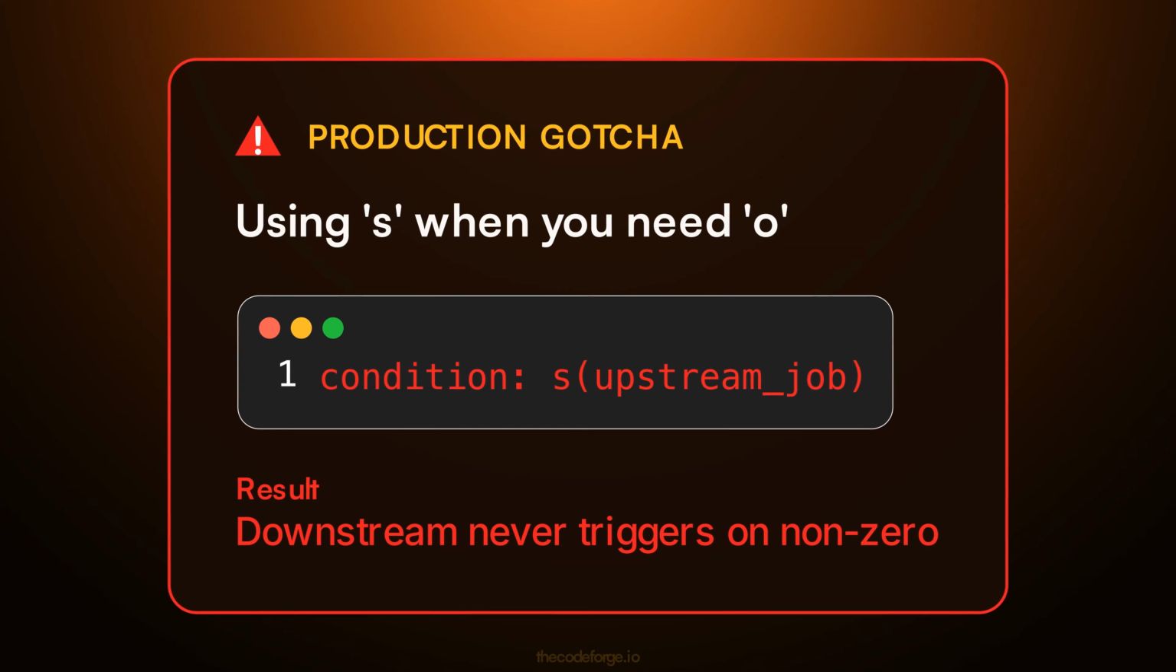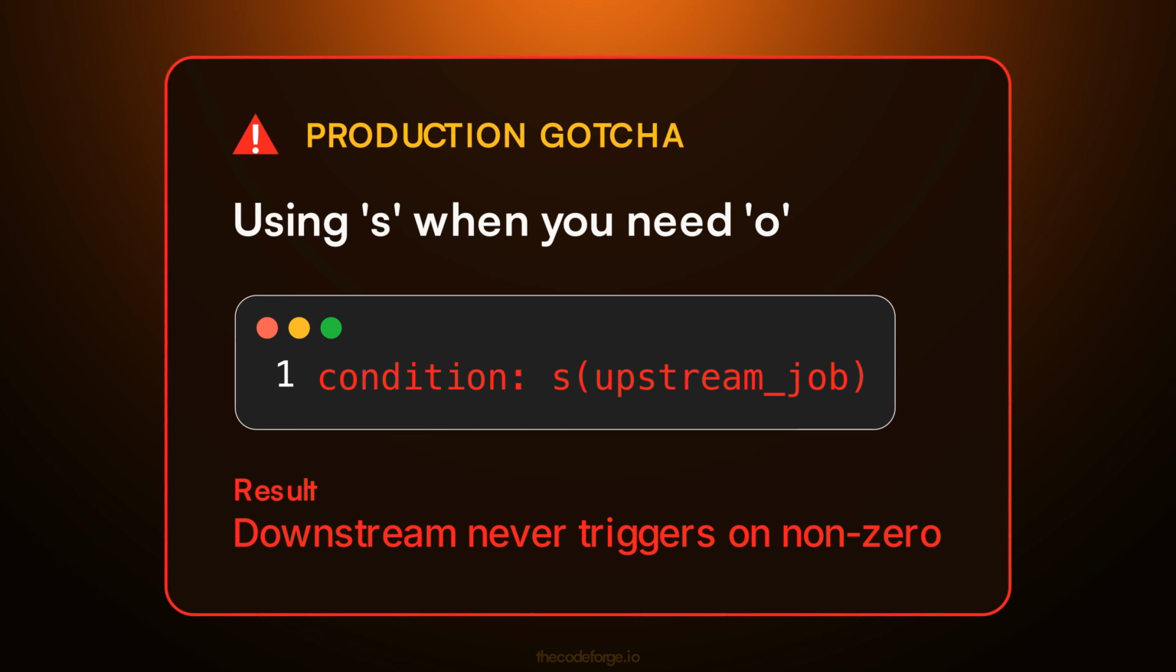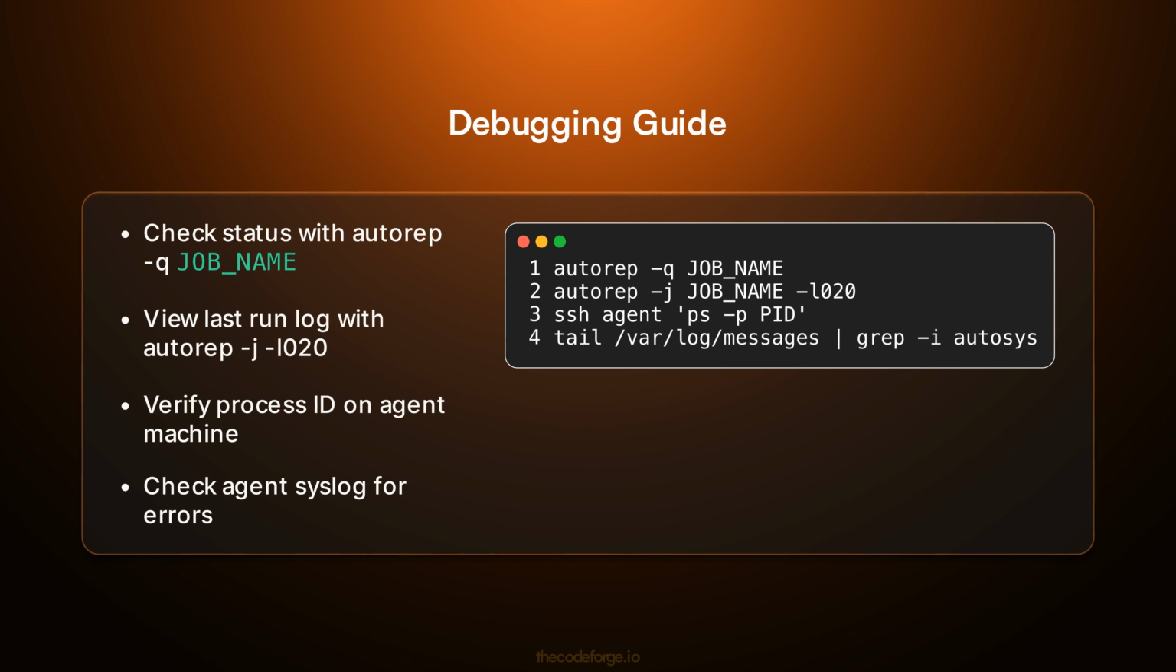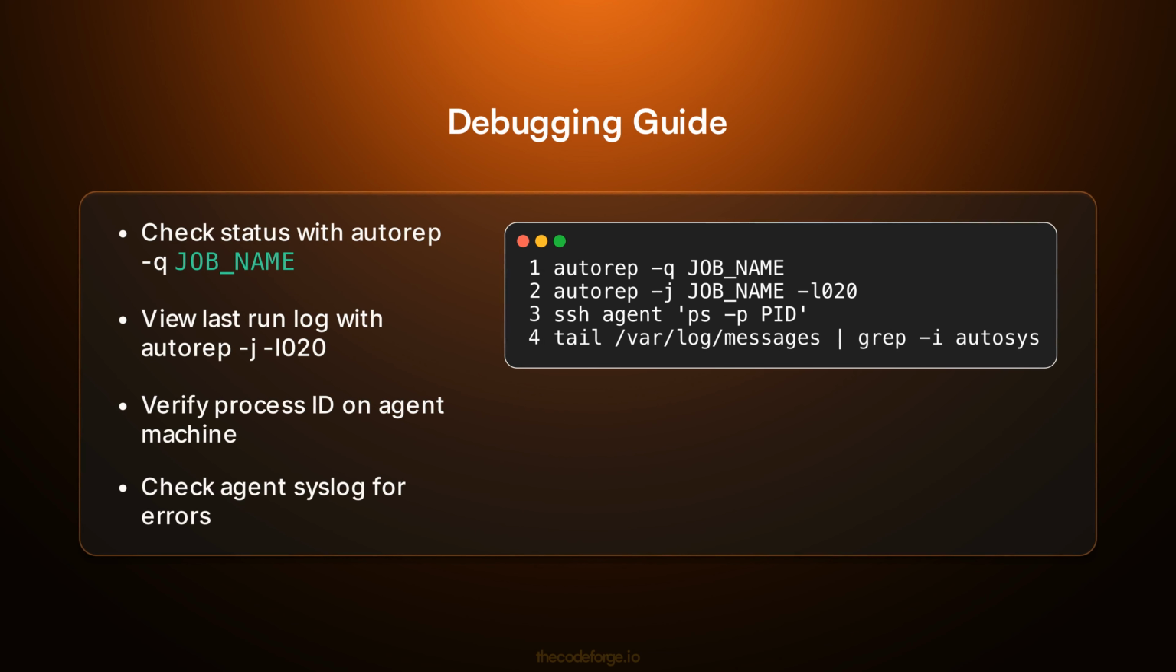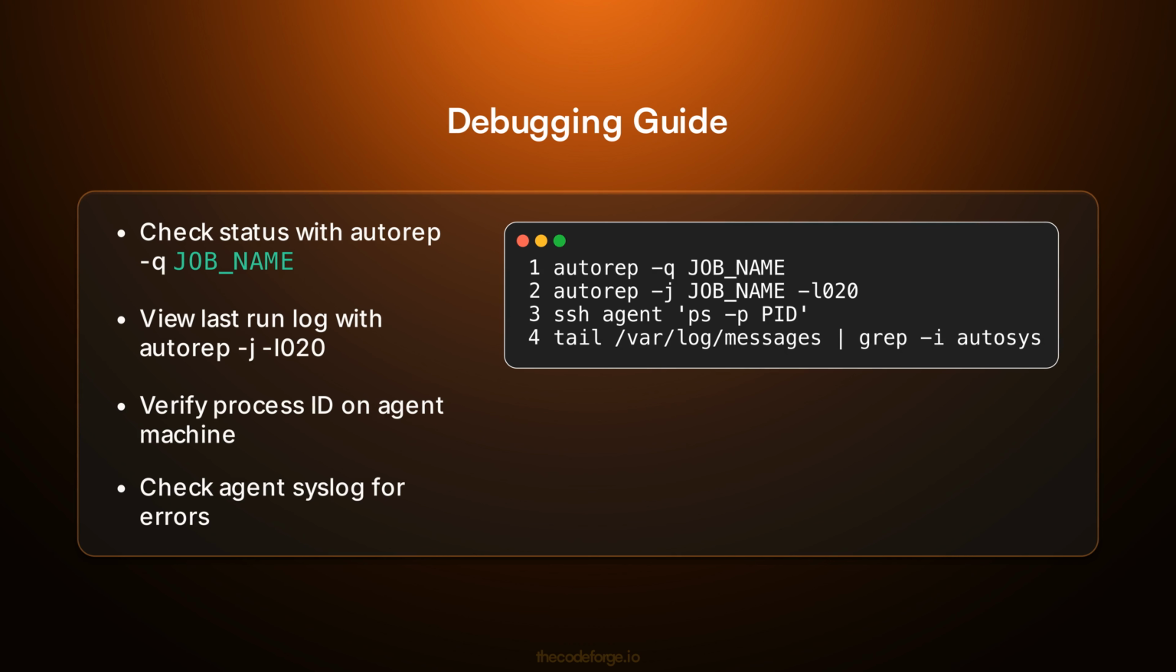This condition requires success, exit code 0. If upstream fails with non-zero, the condition never triggers. Use O for completion regardless of exit code. These commands diagnose 90% of production issues. Autorep Q shows current status, L020 shows the last run log. If the process exited but AutoSys didn't detect it, the agent may need a restart.